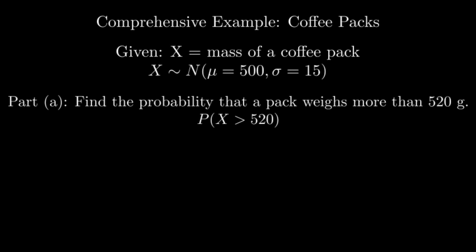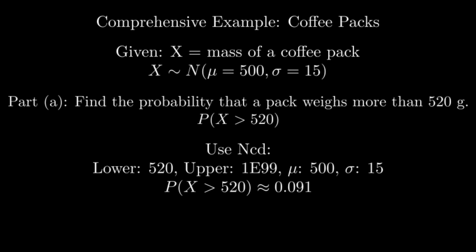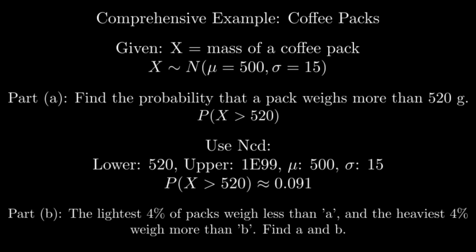We use normal CD. Using our calculator with a lower bound of 520, a very large upper bound, a mean of 500, and a standard deviation of 15, we find the probability is about 0.091, or 9.1%. Part B is an inverse problem.